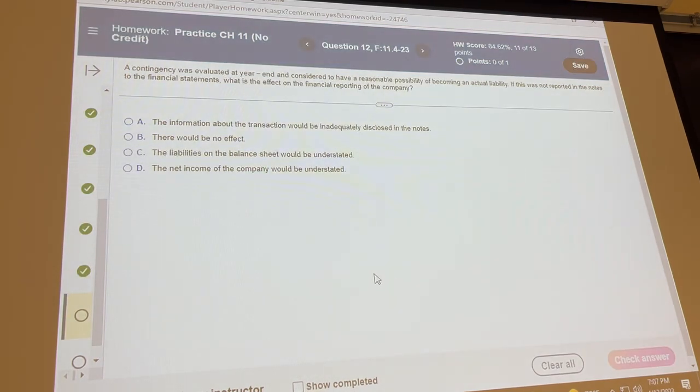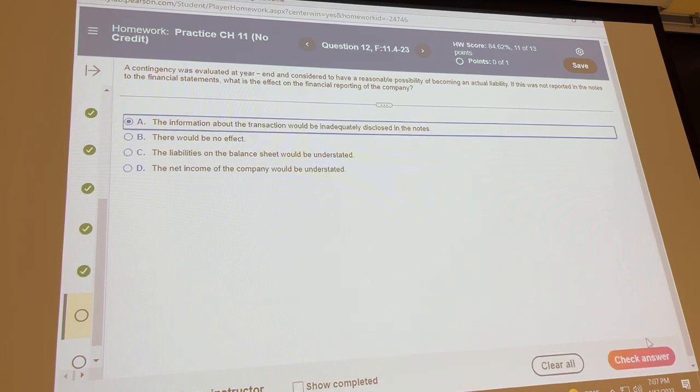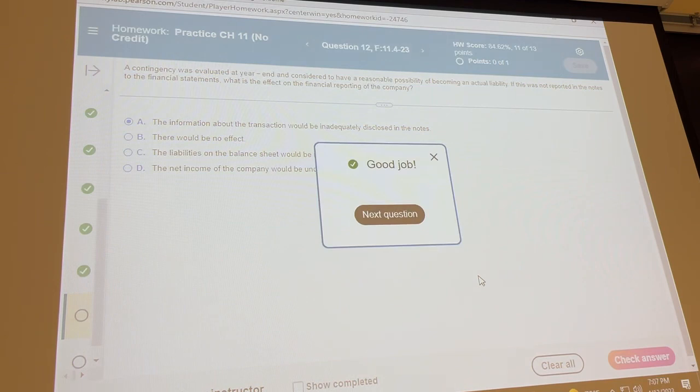A contingency was evaluated at year end and considered to have a reasonable possibility of becoming an actual liability. If this was not reported in the notes to the financial statements, what is the effect on the financial reporting of the company? Their information about the transaction will be inadequate. Right, it would be inadequately disclosed because you were supposed to disclose it in the notes to the financial statements. Good, thank you.